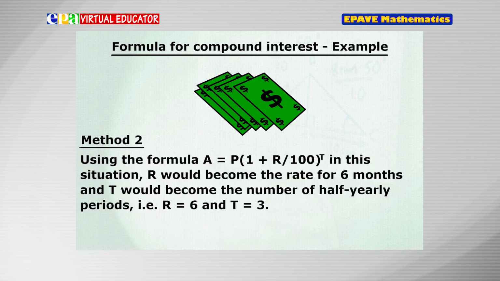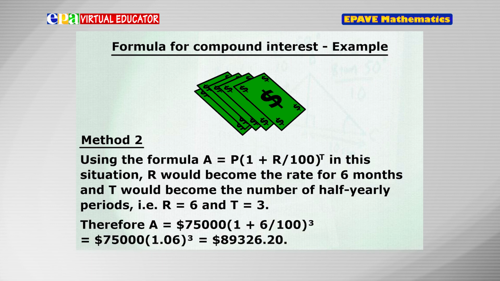With method 2, using the formula A equals P multiplied by 1 plus R divided by 100 to the power of T, R would become the rate for 6 months and T would become the number of half-yearly periods. That is, R equals 6 and T equals 3. Therefore, A is equal to $75,000 multiplied by 1 plus 6 divided by 100, all cubed. This is equal to $75,000 multiplied by 1.06 cubed, which gives $89,326.20.